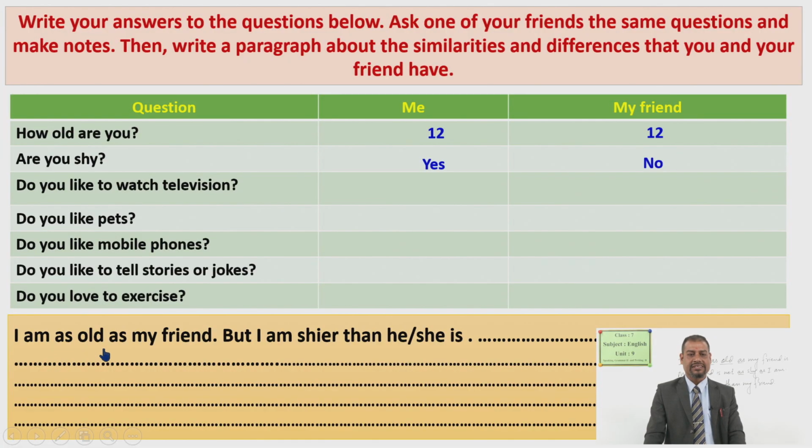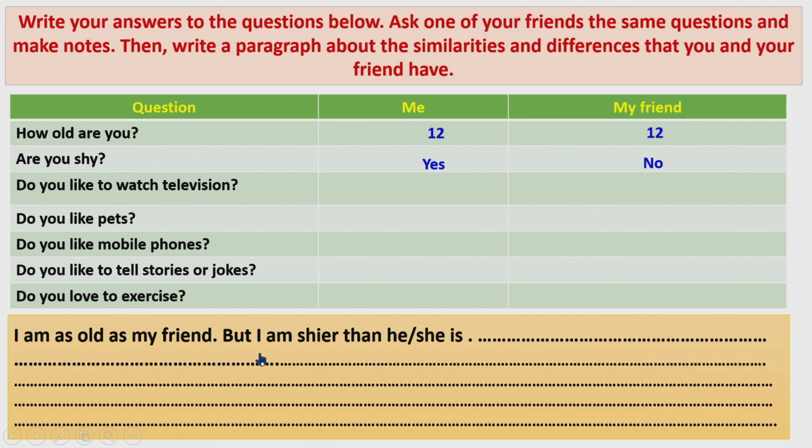I am as old as my friend. See, but I am shyer than he or she is. If you ask your male friend, you know, you can write down he. If you ask it to your friend who is a girl, you can use she, okay? And you can write more here to develop a paragraph of comparison. Have you got me? Good.